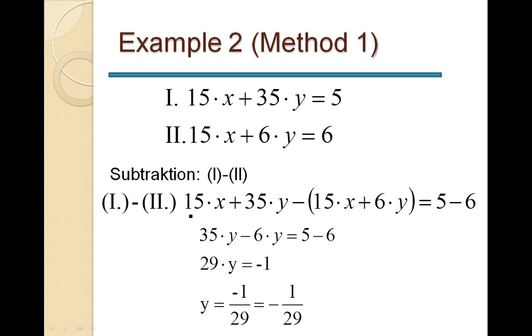So what do we get here? We get 15x minus 15x, which will give you 0x. So we eliminated our x. We get 35y minus 6y, which will give you 29y. On the right-hand side we get minus 1. What do we do next? We divide by 29. We get minus 1 over 29.